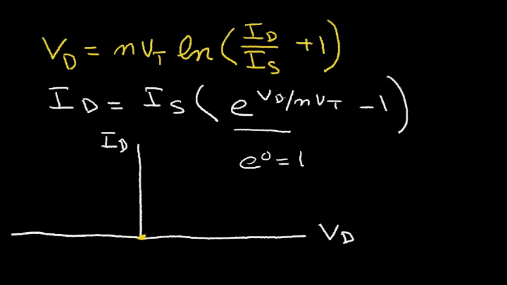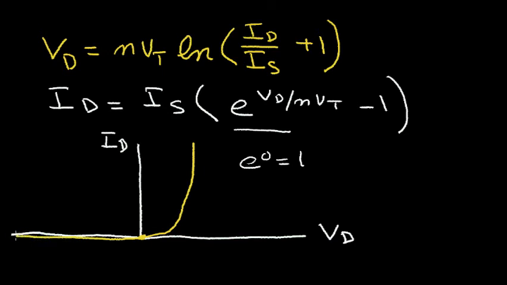As V sub D is increased in the positive direction, this exponent dominates. This minus 1 becomes negligible. We get a curve that looks something like this. Now, if we make V sub D negative, this exponent term becomes very small, and this minus 1 term dominates. That minus 1 term is multiplied by the diode saturation current, so we get a very tiny current. It's a little tiny negative current.